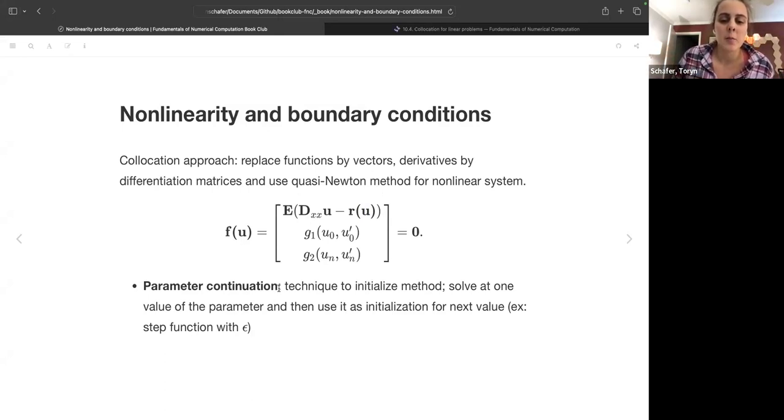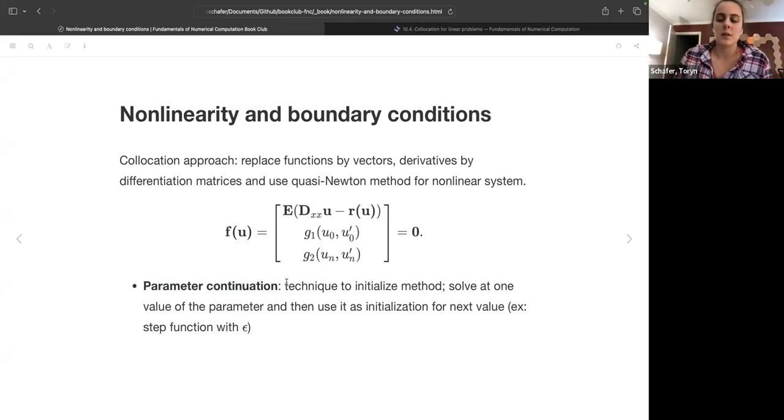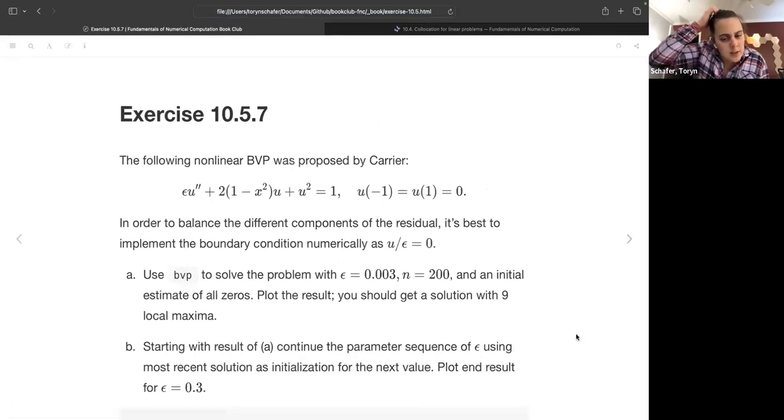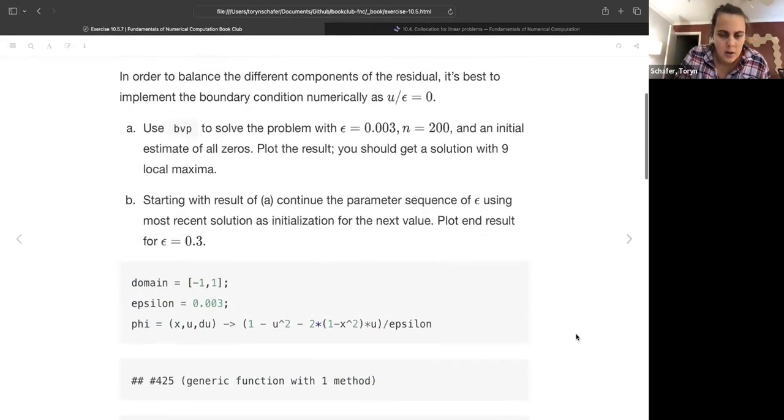This is saying that sometimes you have a parameter in your system that is hard. For example, like this epsilon, what you do is you do a sequence of that parameter where you initialize using the previous values, final estimation. So you pick an easier value of the parameter to optimize that, and then you use that to initialize. You change the parameter, you run it again until you get to the one that you care about the most, I guess.